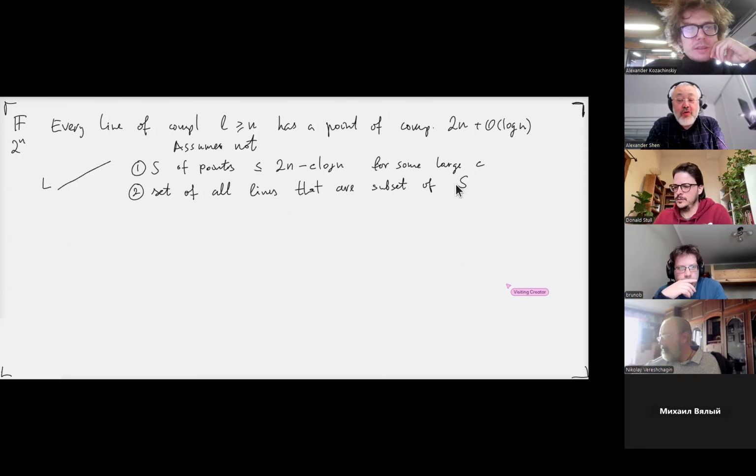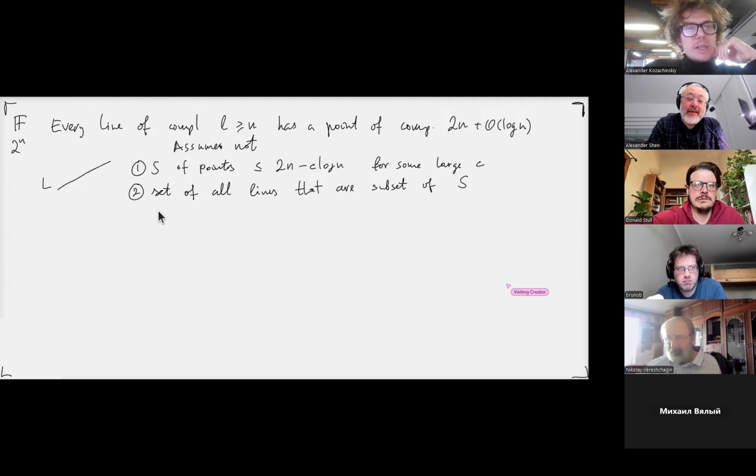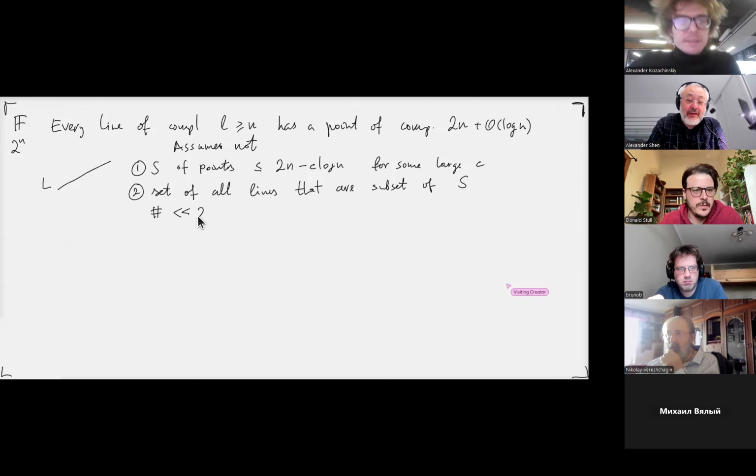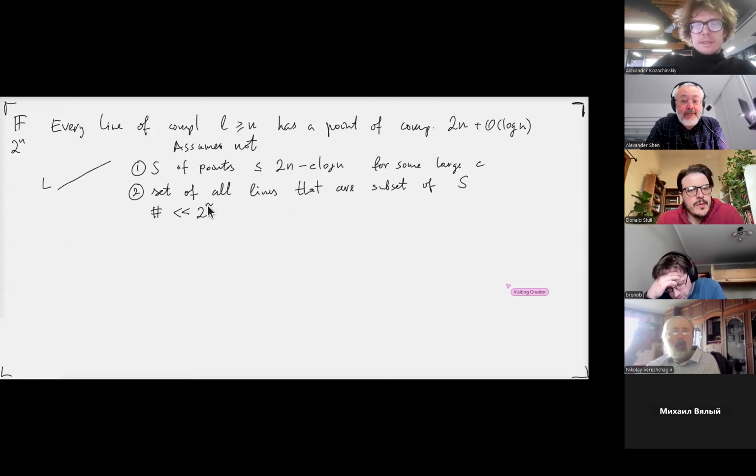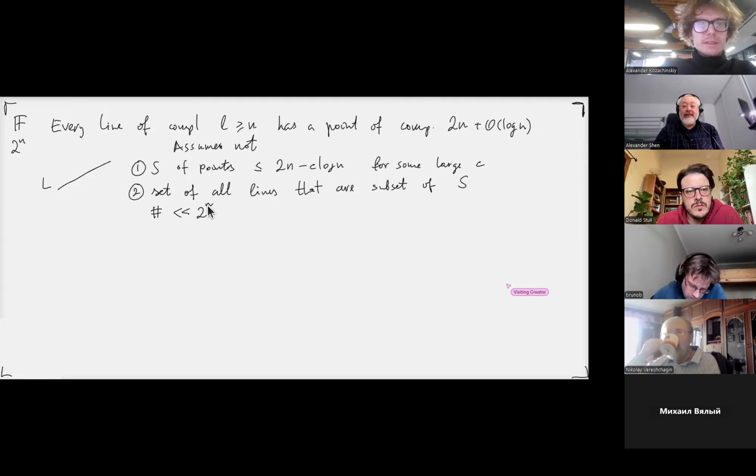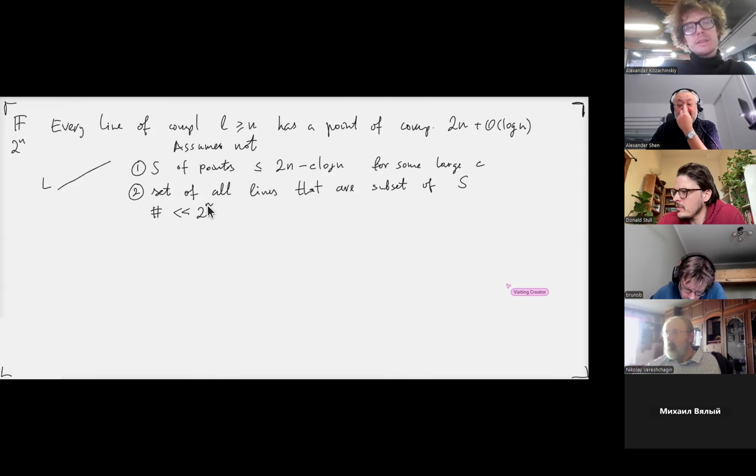You want to show, using some expander property, that there are few lines like that, much less than 2 to the n. Because I guess if I have this many lines, then their union will be greater than.